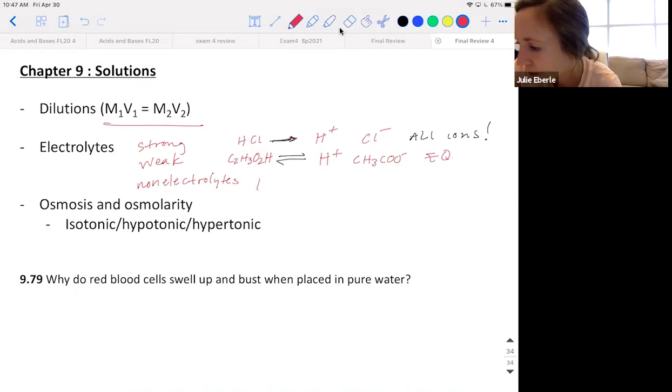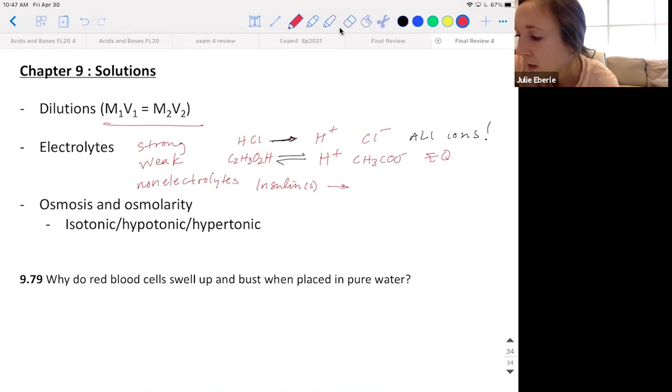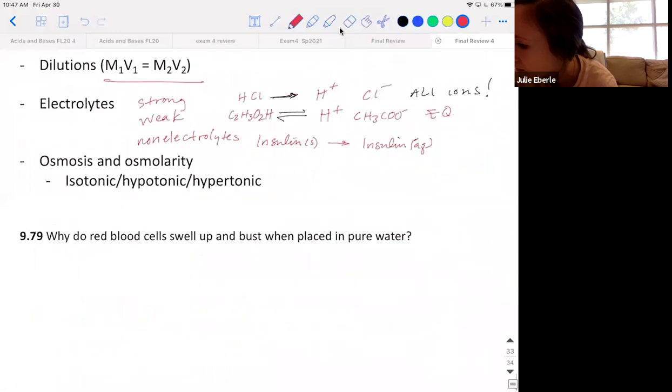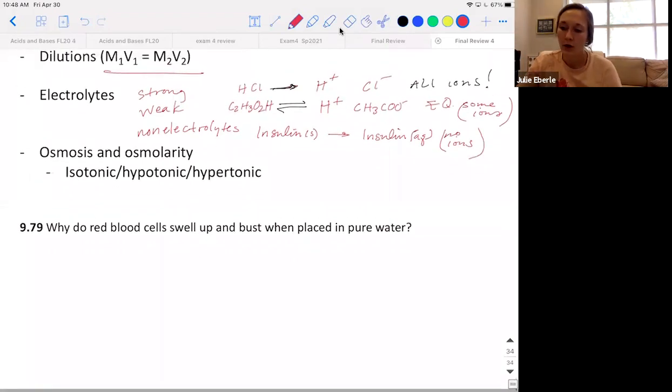Non-electrolytes are going to be something like, what if you have insulin? It's a biological molecule. You might have it as a solid or a liquid, but when you dissolve it in solution, it's just going to break up into aqueous molecules. And so you get no ions. For a weak electrolyte, you get some ions. All right, that's electrolytes.